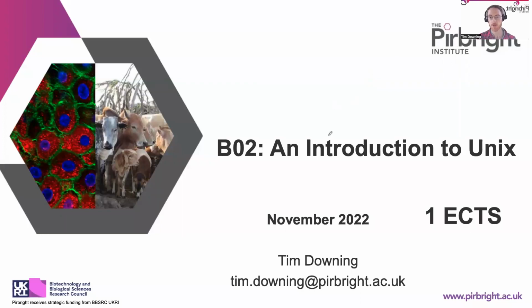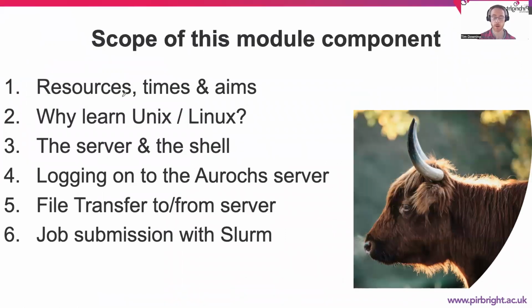Okay, so welcome to this short introduction to Unix, the command line interface. The module code is B02, so you can tell it apart from the other modules. The approximate workload for this module is 1 ECTS, which denotes the amount of time you might need to fully learn aspects of this module. So this video is going to cover the resources, times, and aims of this module.